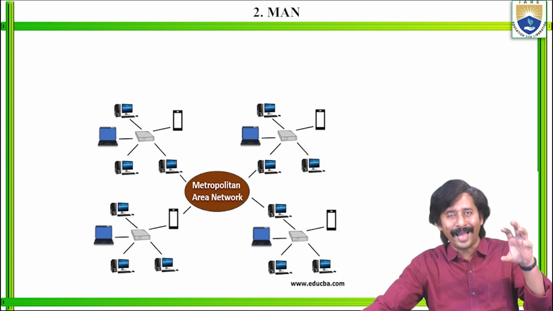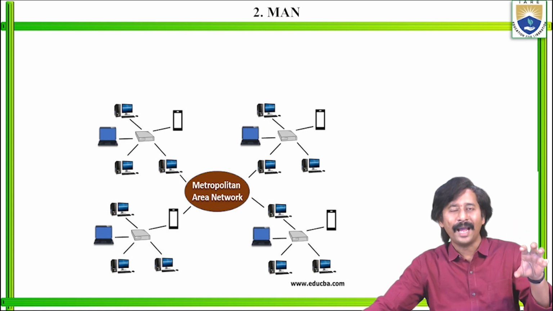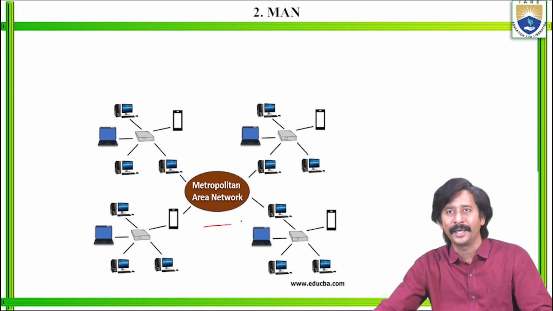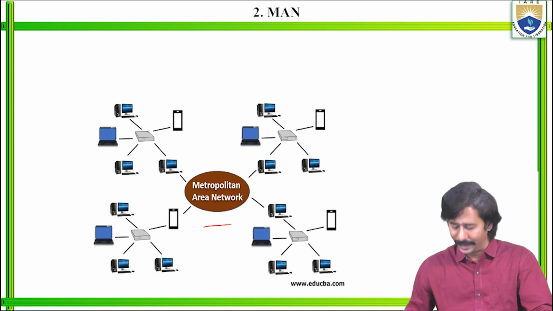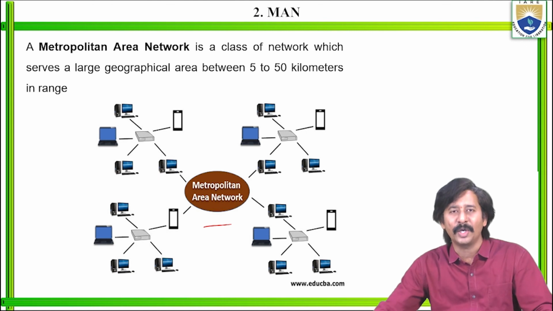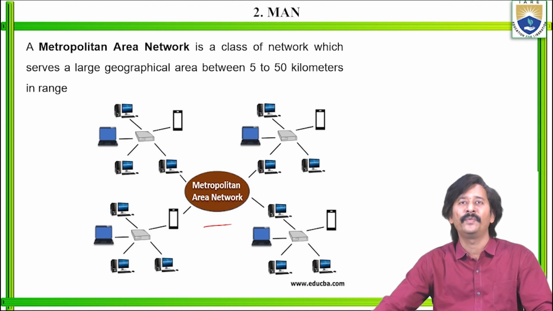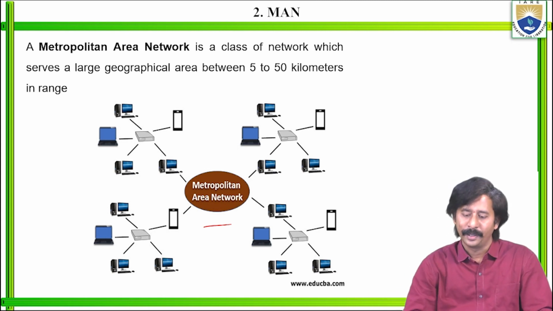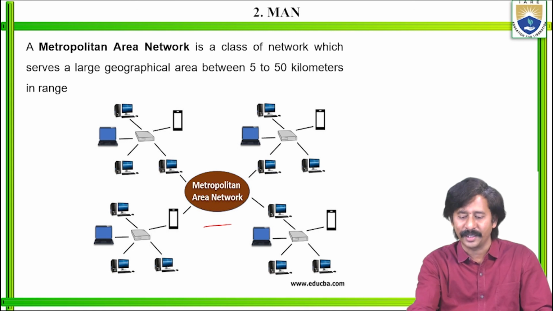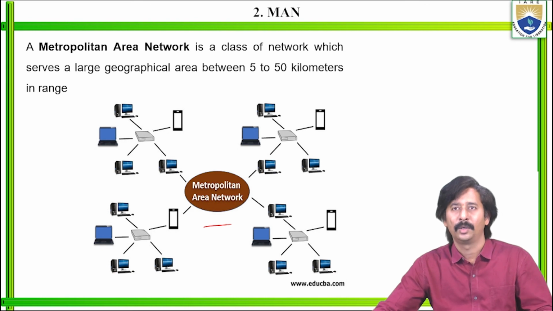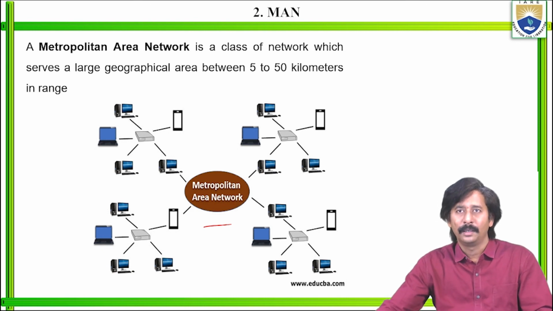Then MAN, metropolitan area network. How are these various LAN structures interconnected to each other? That is with the help of the metropolitan area network. A metropolitan area network is a class of network which serves a large geographical area, between 5 and 50 kilometers. In the coming classes, we are going to discuss in depth how we transmit information to various nodes located in different geographical areas.